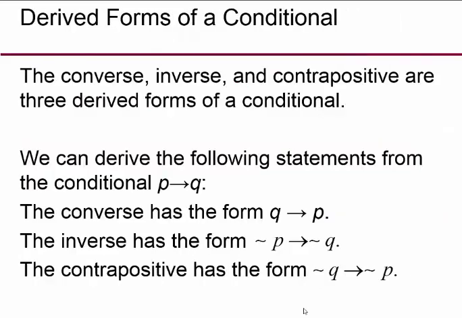Now, some different forms of the conditional. The converse, the inverse, and the contrapositive are 3 statements that derive from the conditional. We can derive the following statements from the conditional if P then Q. The converse has the form if Q then P. The inverse has the form if not P then not Q. And the contrapositive has the form if not Q then not P.